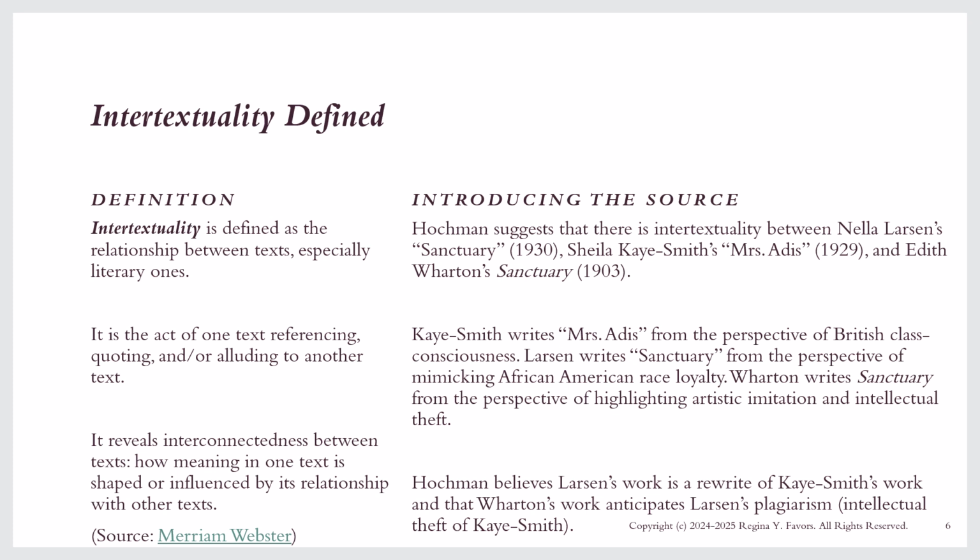Hochman believes Larsen's work is a rewrite of K. Smith's work and that Wharton's work anticipates Larsen's plagiarism or intellectual theft of K. Smith. So this is you defining the relationship between texts. In this case, Barbara Hochman of Love and Theft is suggesting plagiarism is sort of like the link between the texts, whether it's explicit or implicit.